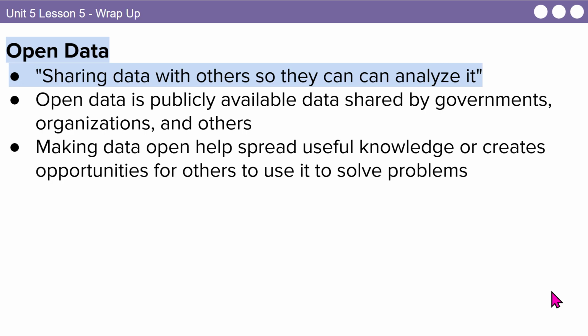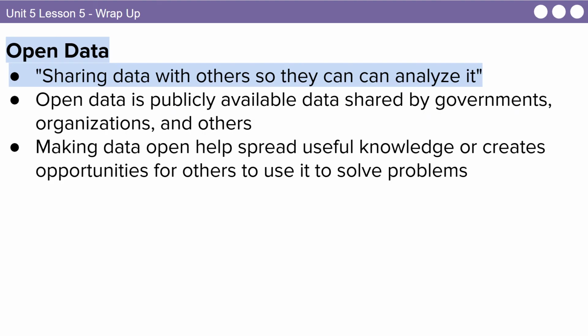Okay, and then open data is sharing data with others so that they can analyze it. Way back in the day before the internet, if you wanted to learn about something, you had to have a set of encyclopedias at your house that you had to pay for, right? Now you don't have to do that. You can go on the internet and learn from Wikipedia all of the information that I used to have available in my encyclopedias. That's an example of open data, where there's information that is easily accessible that you don't have to pay money for, okay?